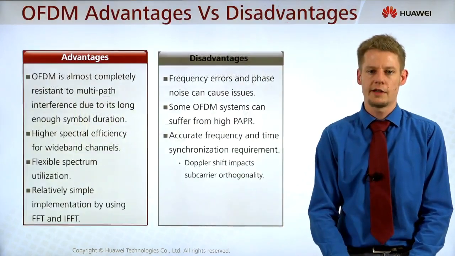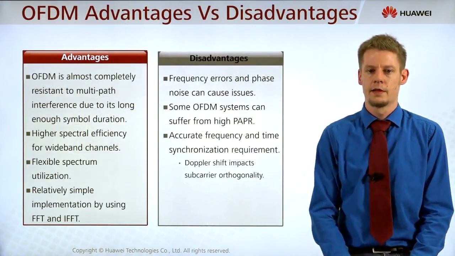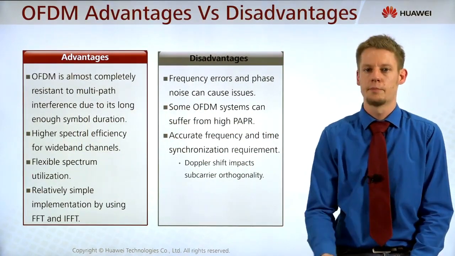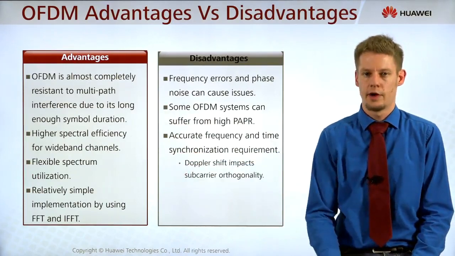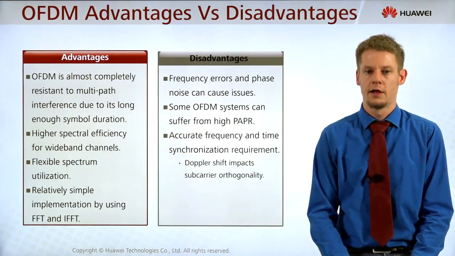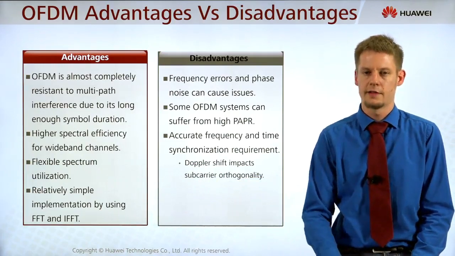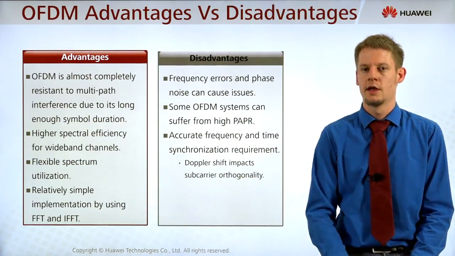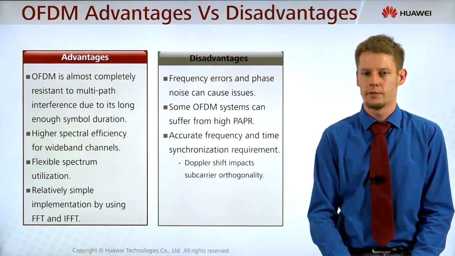So, if we summarize the advantages and the disadvantages of OFDM, we see that it is completely resistant to multipath interference by our cyclic prefix. We have a higher spectral efficiency for wideband channels. We can use our spectrum very flexibly, and we have a relatively simple implementation by the inverse fast Fourier transformation and the fast Fourier transformation, but this is very hard to calculate, so we needed some hardware for this.